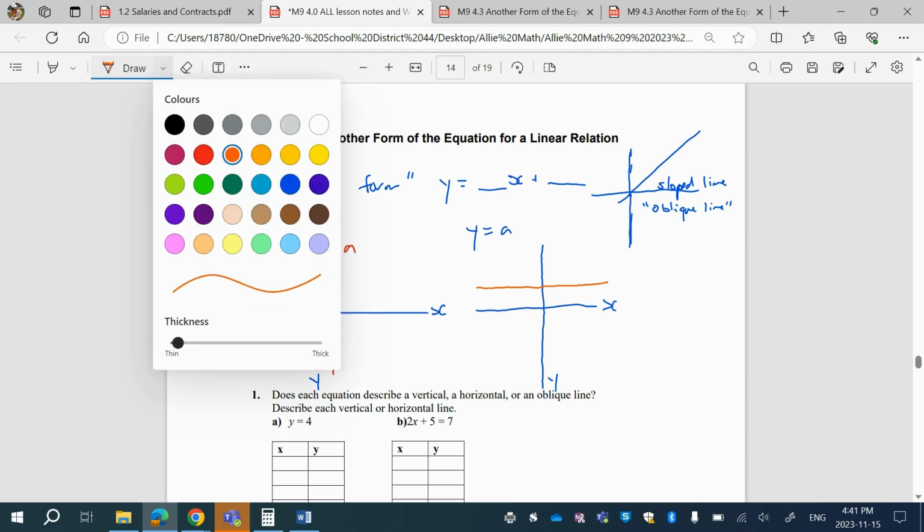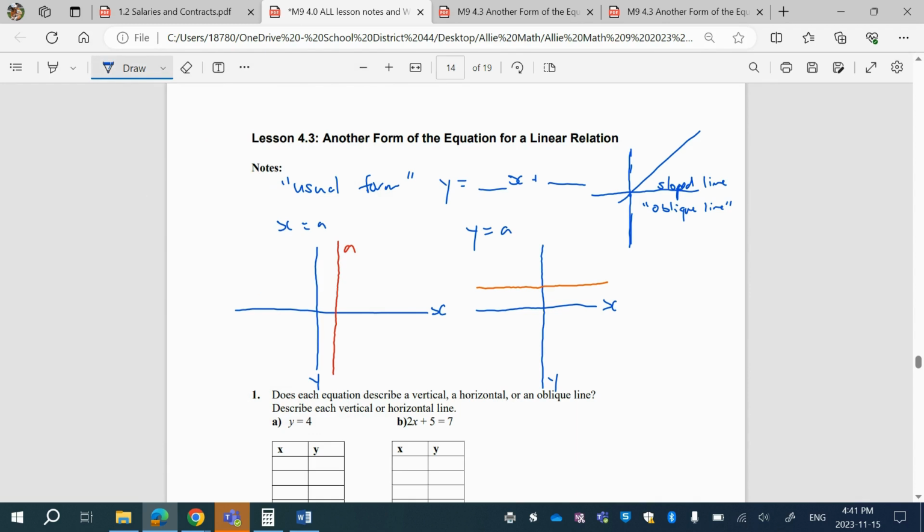And the other form that we are going to come across, the notes are getting a bit all over the place here, is going to be ax plus by equals c. So that is what I would like you to write down. I would like you to write down all of this, but this is a very important part, okay? Ax plus by equals c.